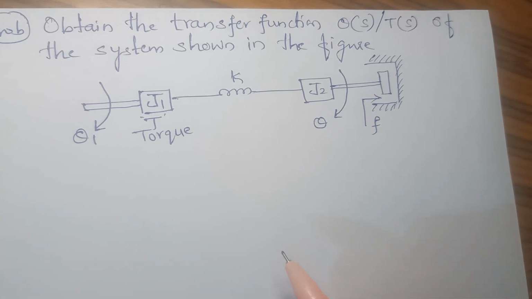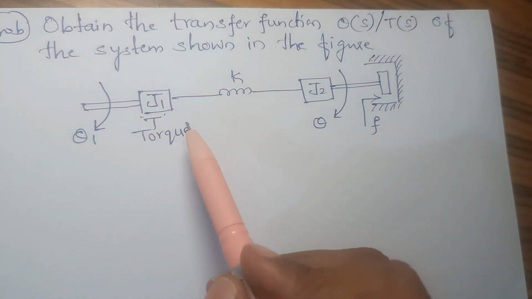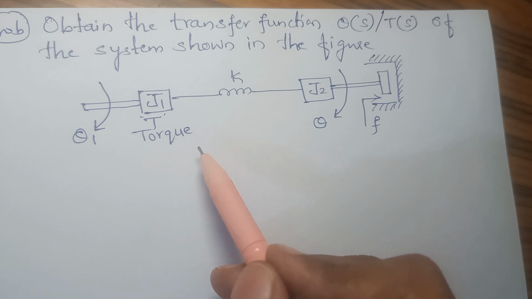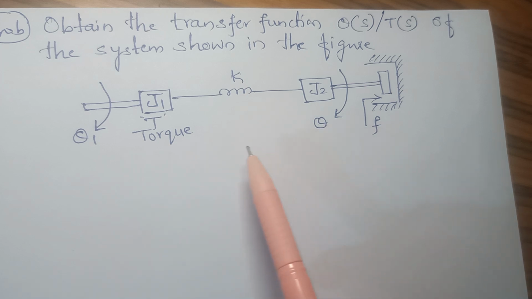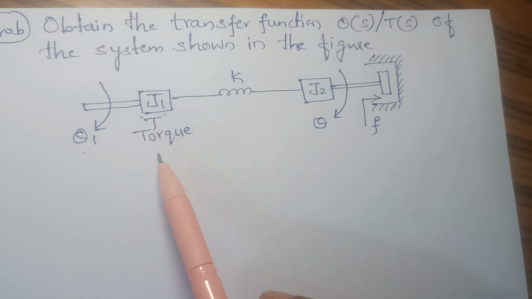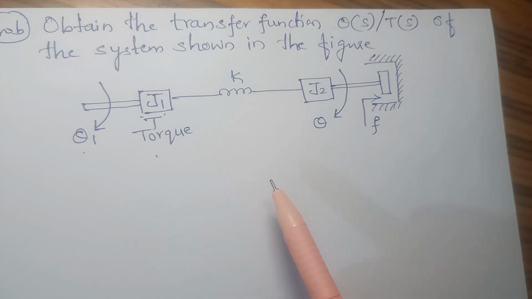Hello everyone. Today we will see a problem on modeling of control system. Previously we have seen a problem on modeling of control system with respect to the translational systems. This is a rotational system where you have angular displacement, inertia, torque, a spring and a dashpot, and here you will be dealing with the angular acceleration, angular velocity and angular displacement.